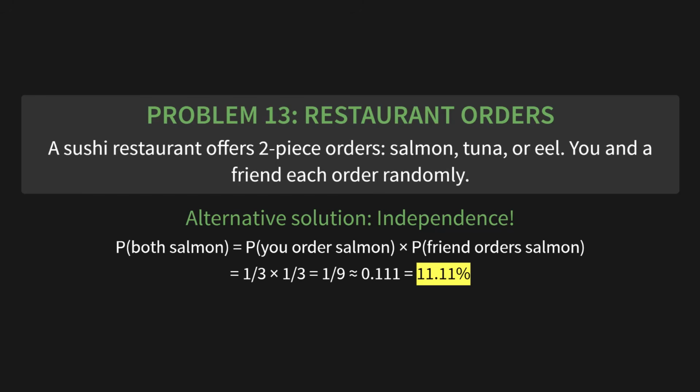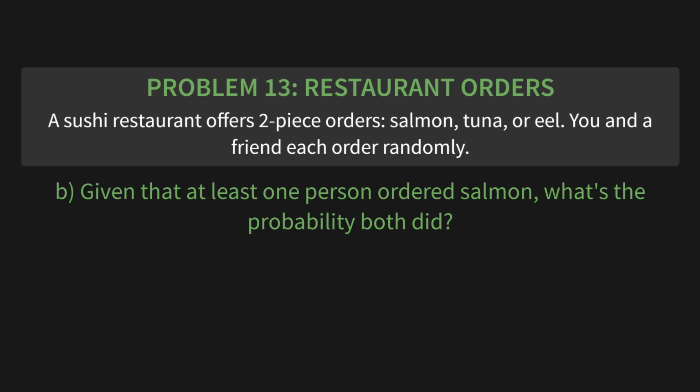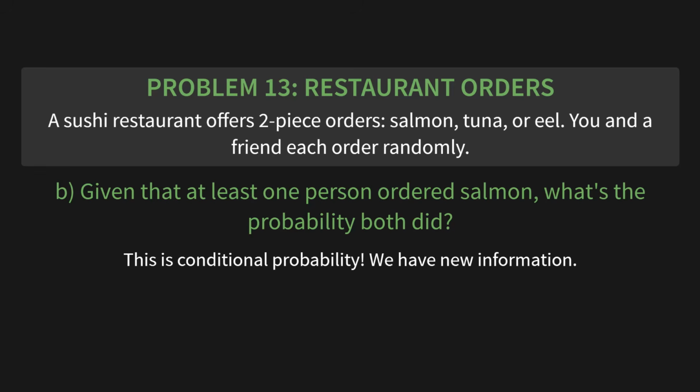Same answer. Now here's where it gets interesting. Suppose the waiter comes by and says, I see at least one of you ordered salmon. Given this new information, what's the probability you both ordered salmon? This changes everything. We now have conditional probability. We're working with new information.